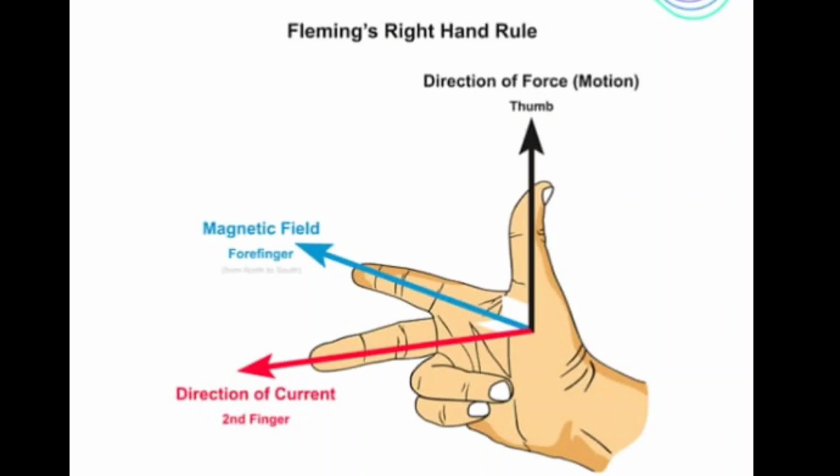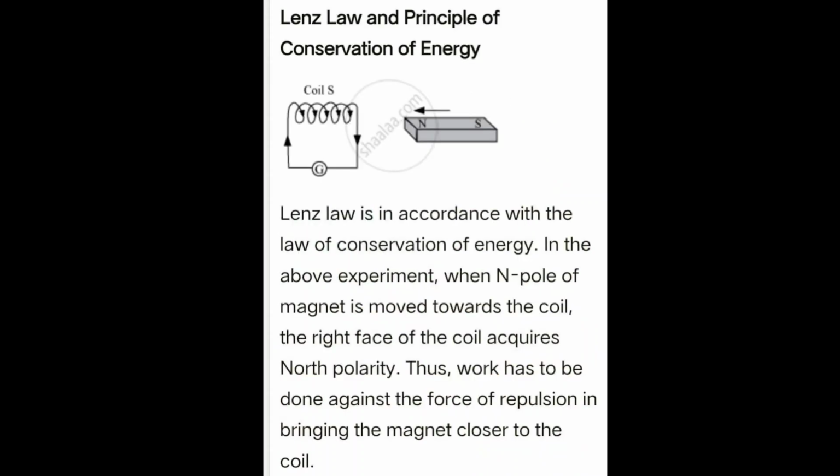In a nutshell, you can say that the direction of the field is along the first finger, the direction of motion along the thumb, and the direction of induced EMF or current along the central finger. We know the law of conservation of energy, which states that energy can neither be created nor destroyed but can be changed from one form to another.